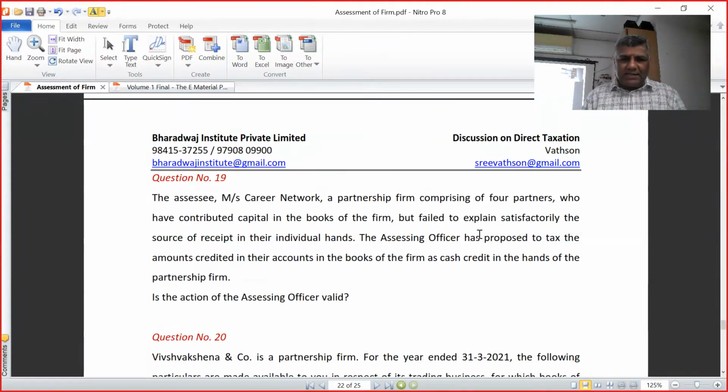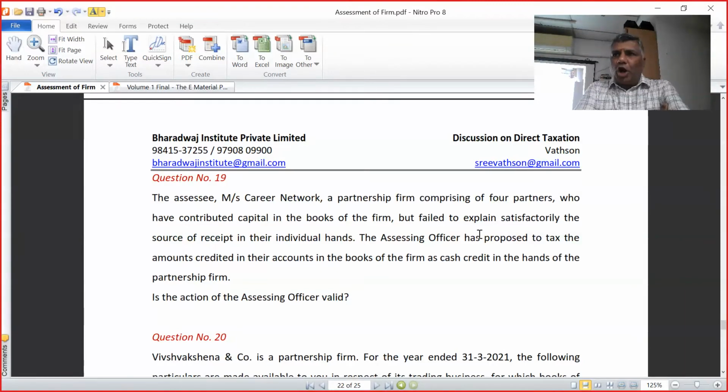Assessee, Messrs. Carrier Network, a partnership firm comprising 4 partners who have contributed capital in the books of the firm but failed to explain satisfactorily the source of receipt. AO has proposed to tax the amount credited in their account in the books of the firm as cash credit in the hands of the firm. Okay, I will explain this case law to you. There is something known as unexplained cash credit, section 69. We will study that.